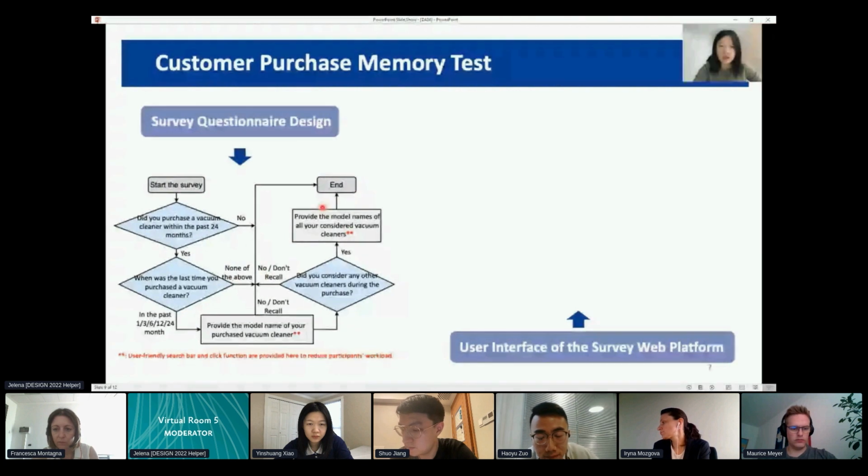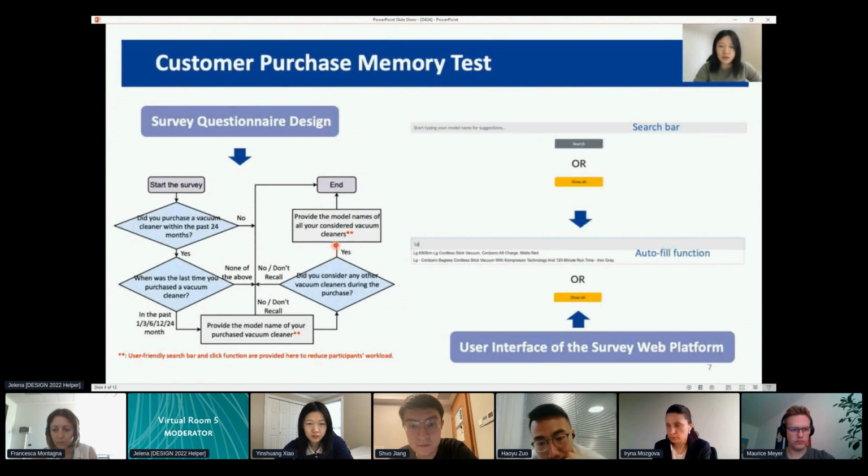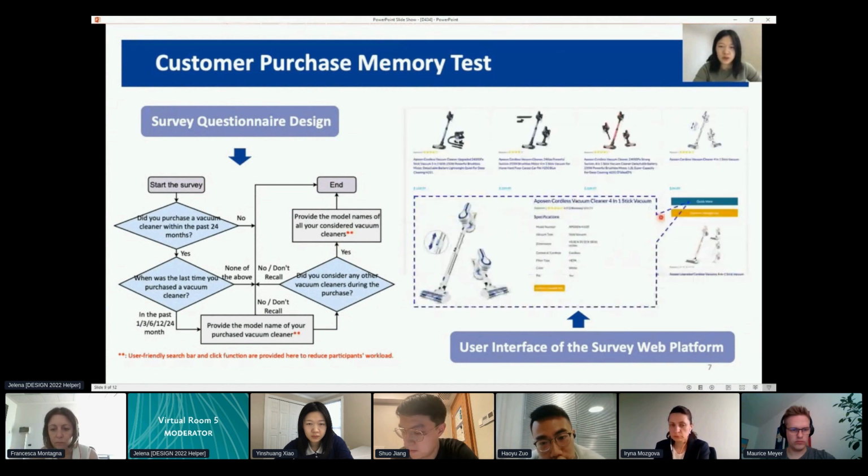In order to reduce participants' workload, we design a user-friendly interface to help participants find their purchased and considered product. There are several functions being used. For example, the search bar with autofill function, and the quick view function that can quickly show some features of each product.